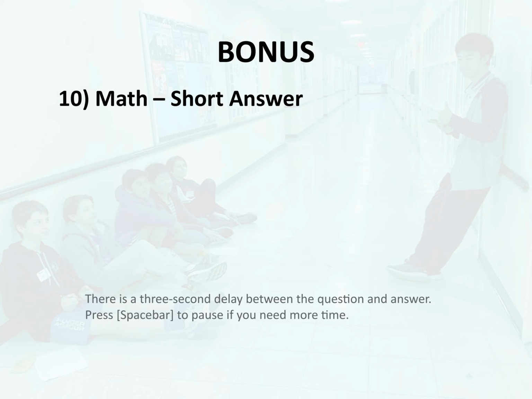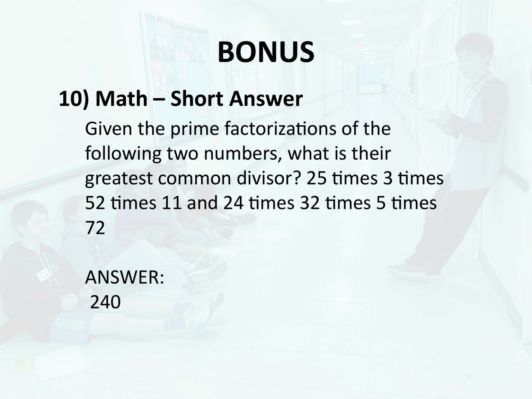Bonus 10. Math, short answer. Given the prime factorizations of the following 2 numbers, what is their greatest common divisor? 2^5 times 3 times 5^2 times 11 and 2^4 times 3^2 times 5 times 7^2. Answer, 240.